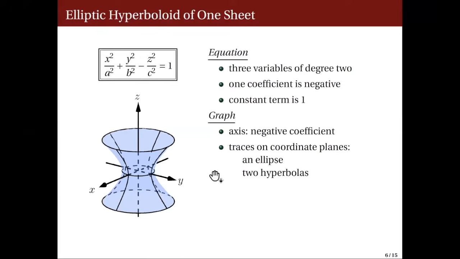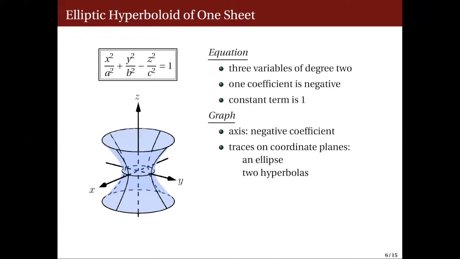Now, these traces, when drawn in the space, as you can see, are drawn around the z-axis. So we say that this particular quadric surface is actually axial, okay? And in this particular equation and graph, the axis of the surface is the variable associated with the negative coefficient.